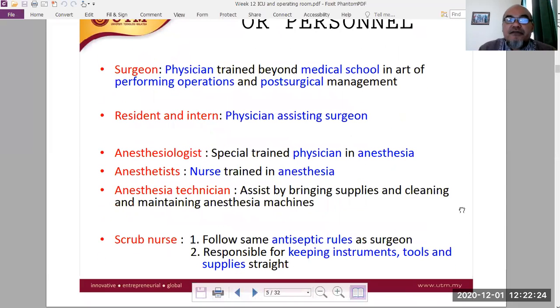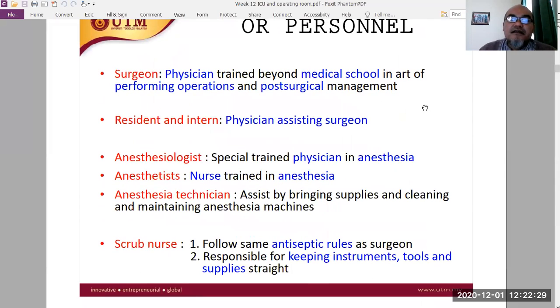Then the operating room personnel involved, among others. First is the surgeon. This is the physician or doctor who is trained beyond medical school in the art of performing operations and post-surgical management. Then we have the resident and intern, the physician assistant surgeon. The resident and intern usually have already graduated from their first medical school, then want to do specialization, and usually assist the surgeon.